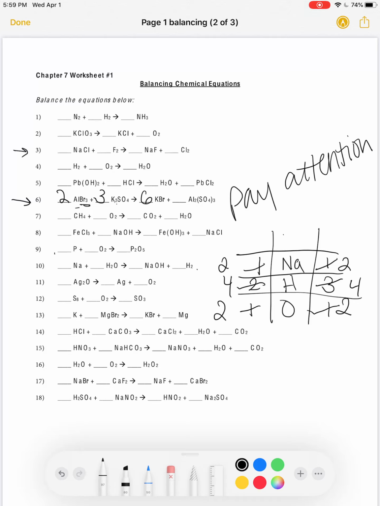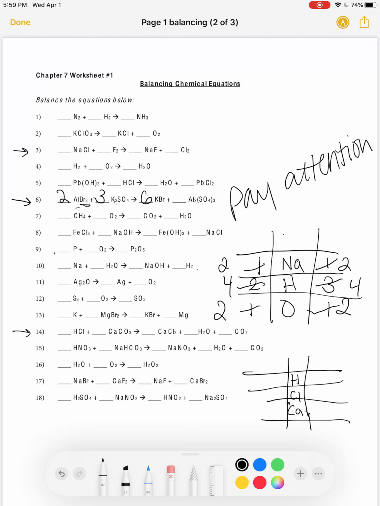All right, so I'm going to show you another good one. Let's do number 14. And just to let you guys know, the easiest way to attack these is to leave the oxygens and hydrogens to last, because those tend to exist in more than one location, meaning being in multiple different molecules. So you really don't want to be balancing them and have to move them around more than once. So we have hydrogen, we've got chlorine, we've got calcium.